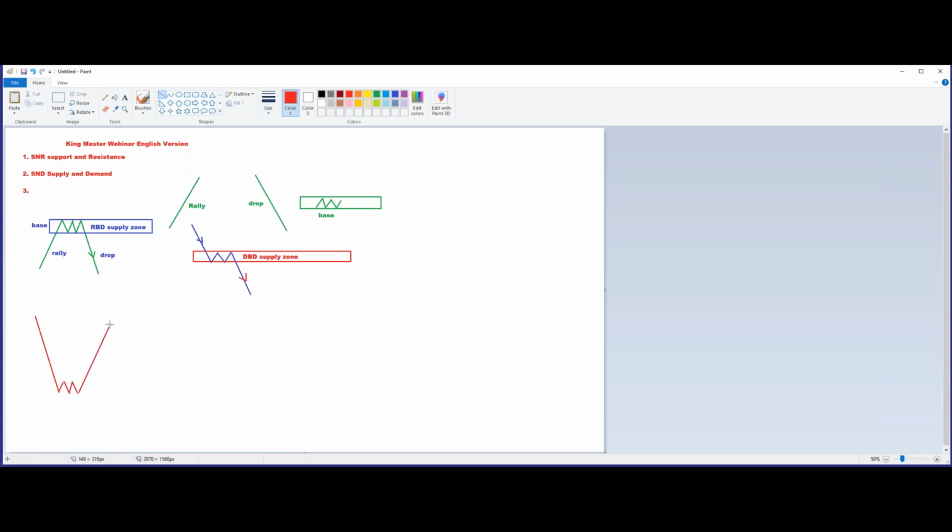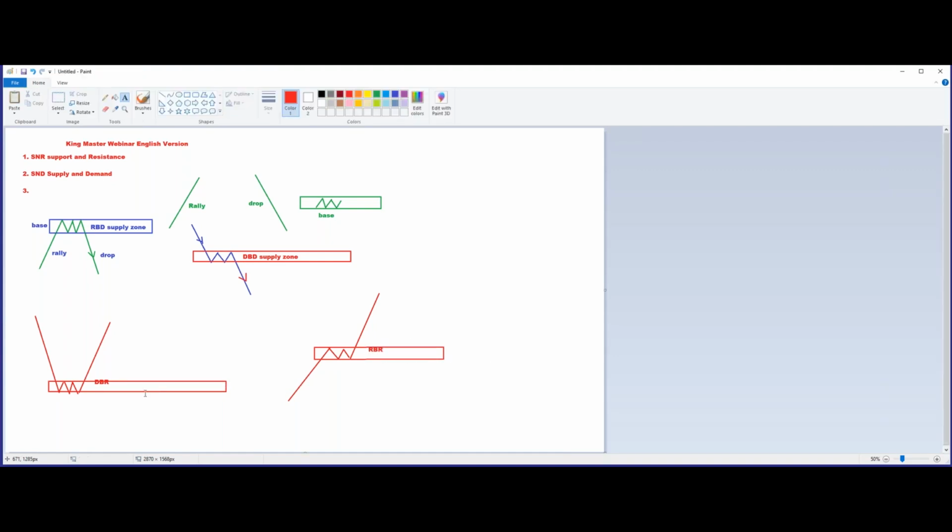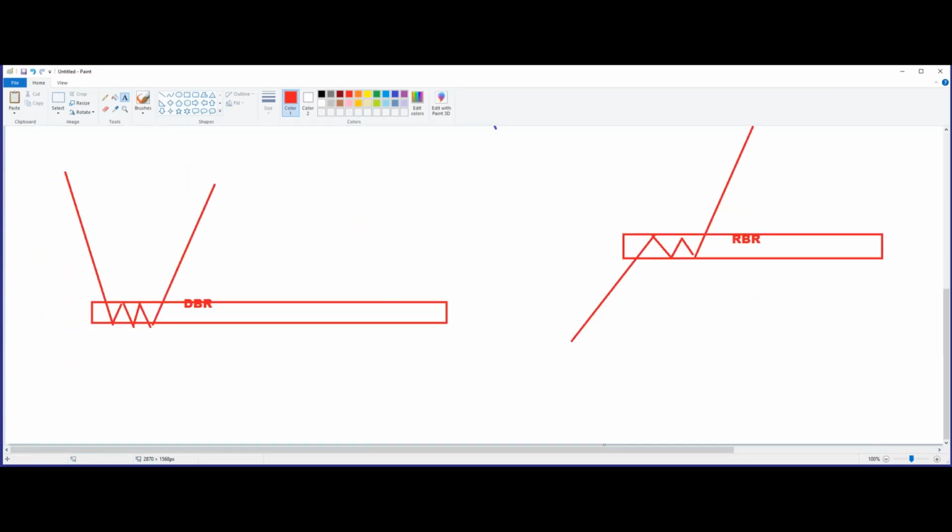So you can see a lot of zones in the chart, but which one is a good one? Which one is the best one, and how to do the entry? All right, this one is a drop base rally, and then we have this one, which is rally base rally. Let me open the chart.